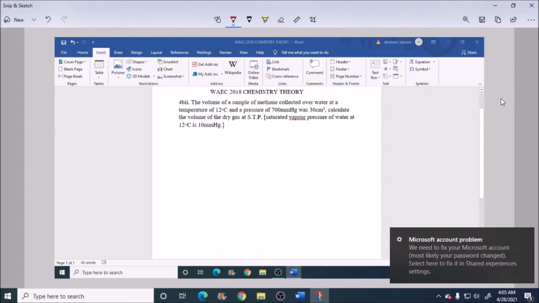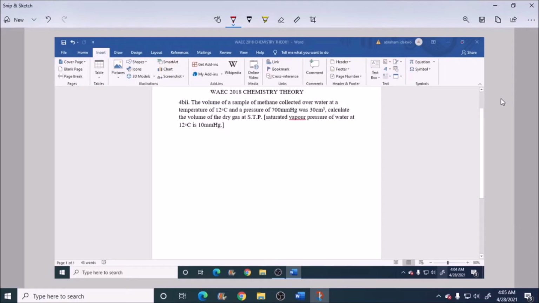The volume of a sample of methane collected over water at a temperature of 12 degrees C and a pressure of 700 mm mercury was 30 centimeter cube. Calculate the volume of the dry gas at standard temperature and pressure, given that the saturated vapor pressure of water at 12 degrees C is 10 millimeter mercury. Now let's solve this.